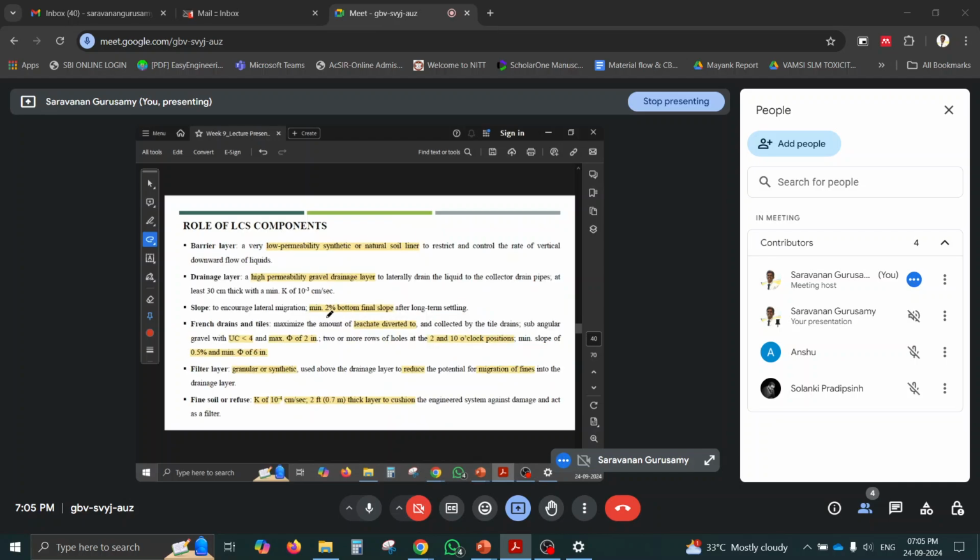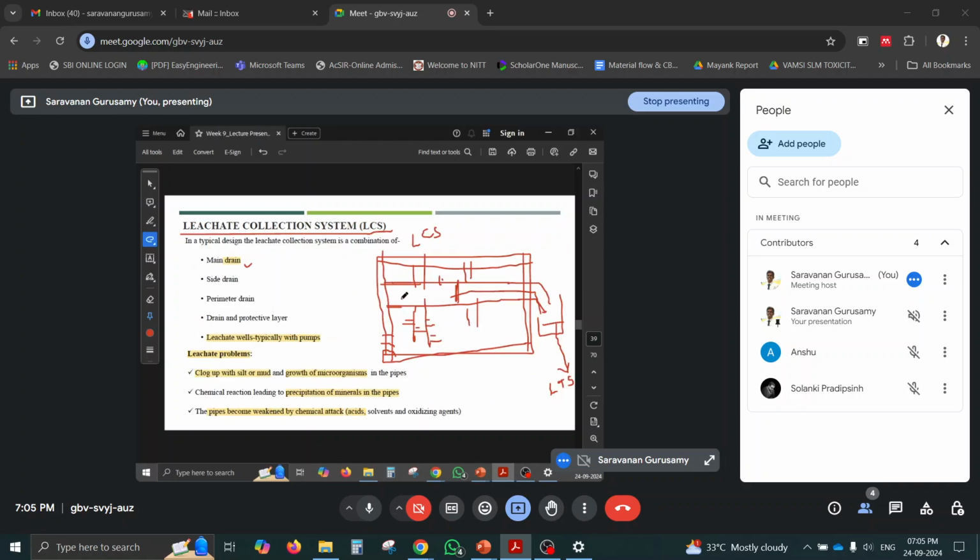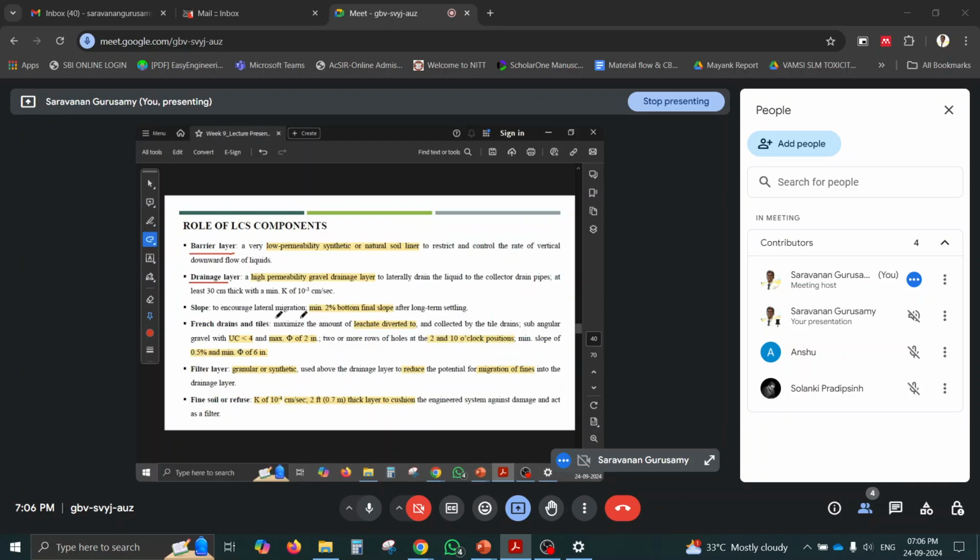Okay, so we need a proper barrier layer for the leachate collection system. Drainage layer. A drainage layer will have a highly permeable gravel, because this main pipe should have gravel and all that will allow the leachate to flow from the solid waste. Then nearby we have to have a fine soil, so that will filter the microorganisms and silt and mud present in the leachate, and only the filtered leachate will enter into the main pipe. So we need to have a drainage layer and then a filter layer that is having granular and synthetic material to reduce the migration of fines.